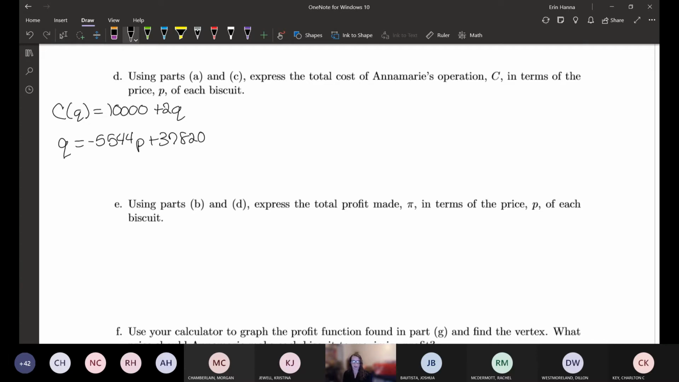So notice that the cost equation we just wrote was in terms of Q. Now we want to change it over to be in terms of P. And since we know a relationship of Q equals this equation, we can replace that in. So we can have C of P. I'm going to change that equation now because we're changing the variable it's going to be in terms of. We'll have 10,000 plus 2 times essentially the demand equation, because that is what we know Q to be equal to.